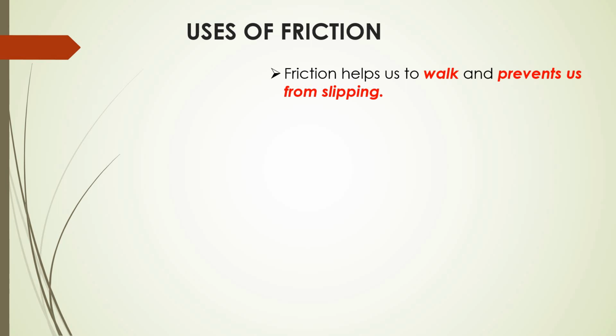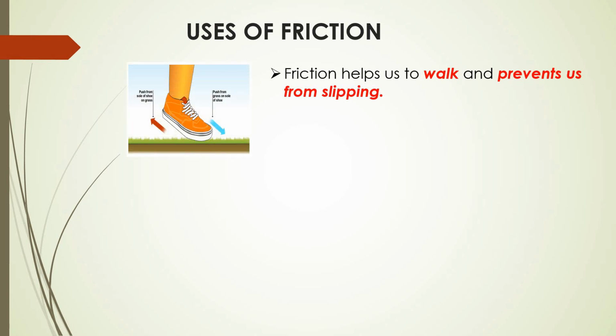Friction helps us to walk and prevents us from slipping. So whenever we are walking, that is because of friction. Now when we walk, we apply force on the ground with the sole of our shoes or slippers. At the same time, the ground also applies force. They rub against each other, the sole of our shoes as well as the grass or the ground. They act as two surfaces and they slide over each other. Therefore, a frictional force applies there in between our sole and the grass.